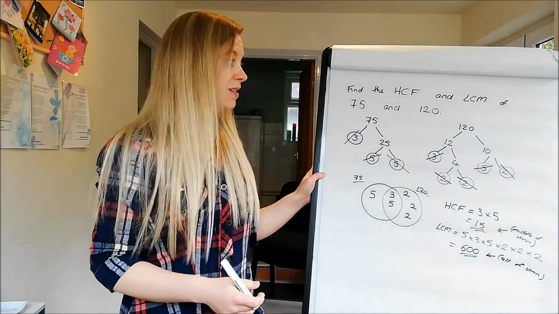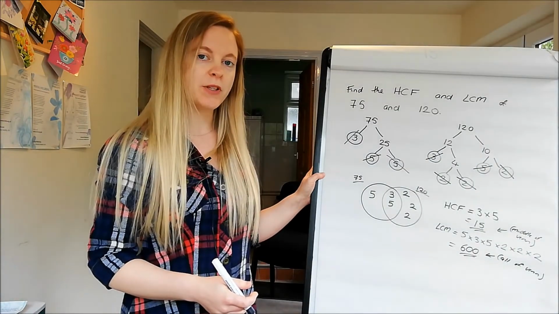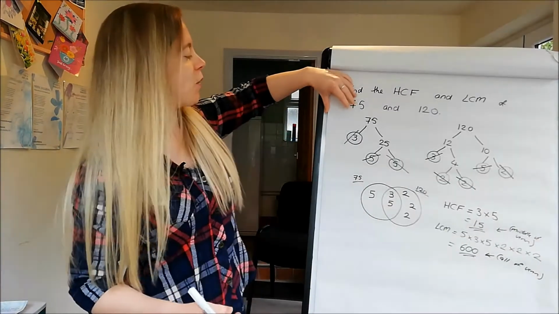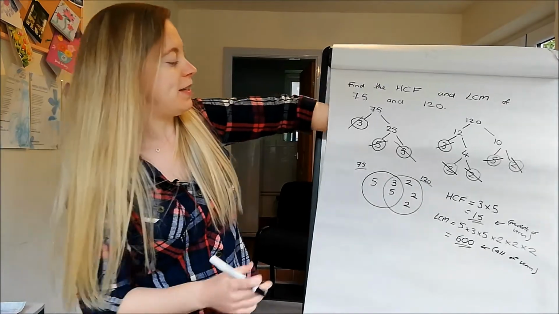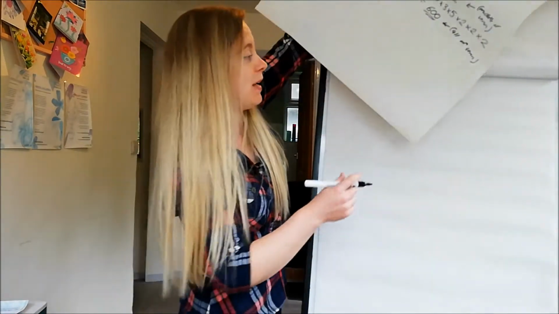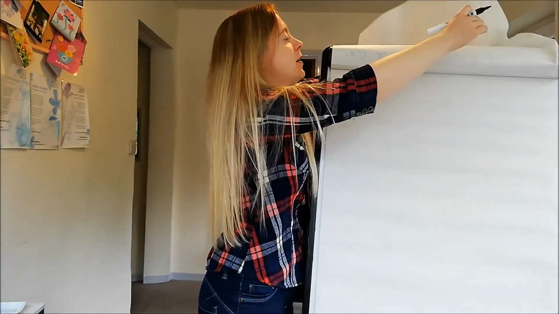And that's it. That's highest common factor and lowest common multiple. So a bit like factor trees, it's quite fun to do. It's quite easy to do when you know how. The hardest bit is timesing the numbers at the end.